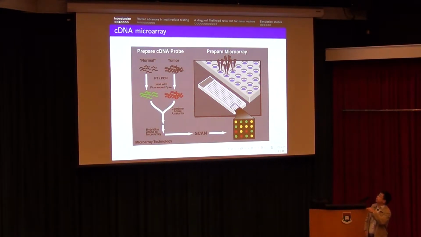So at the gene level for microarray, the idea behind it is actually very simple. We try to find spots that are significantly overexpressed with red and underexpressed with green, right?